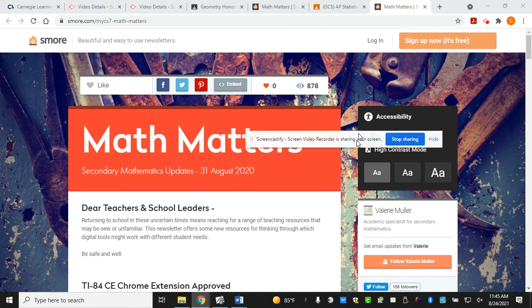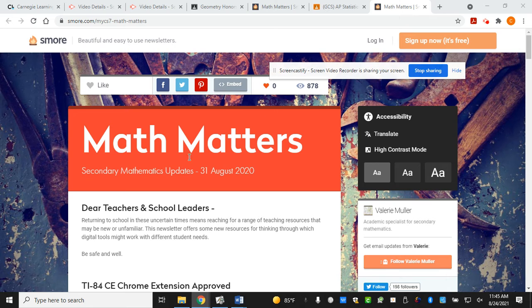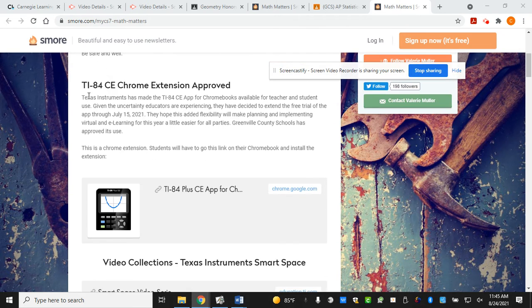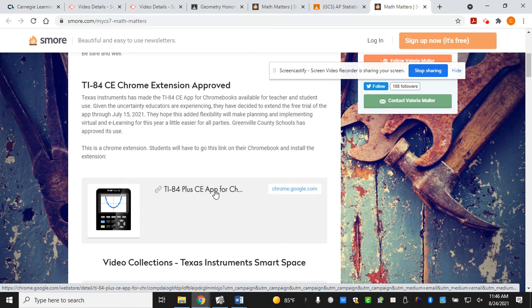And this link should take you to this random website that some other teacher made sometime. And right here it says TI-84 Chrome extension approved. And I'm hoping it still works. This little button right here, somewhere in here, you should be able to click on it to download that extension. I don't have a Chromebook, so it's not going to let me do it. Does it work on y'all's?